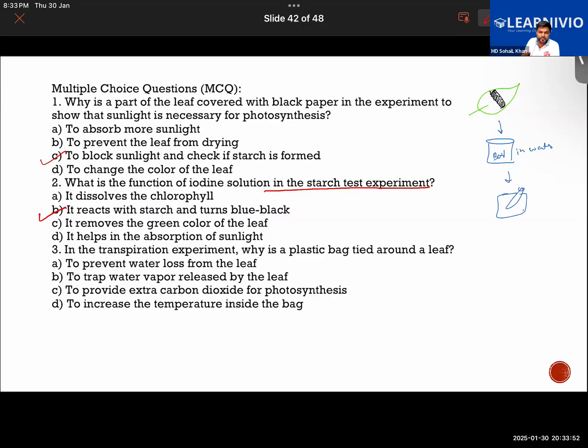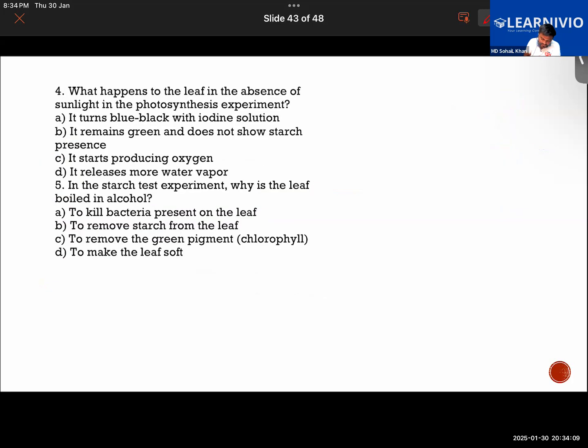In the transpiration experiment, why is a plastic tied around a leaf? To trap water vapor released by the leaf. Sir, option number B. To trap water vapor released by the leaf. Very good. Answer this. What happens to the leaf in the absence of sunlight in the photosynthesis experiment?